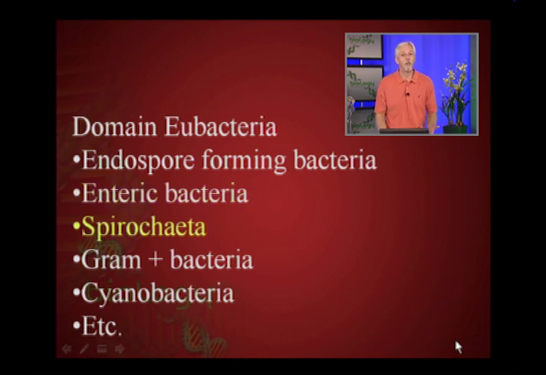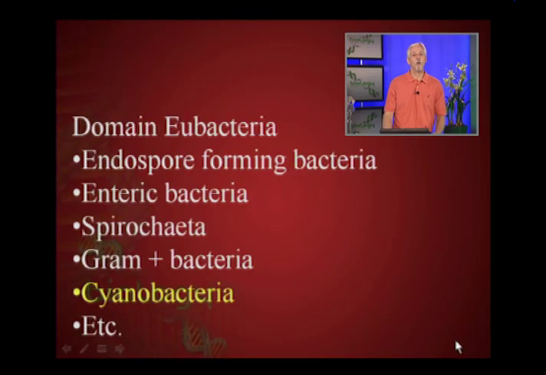Spirochetes would be another major group of eubacteria, and of course the spirochetes have their characteristic flagella embedded in the cell wall. We talked about Lyme disease and gonorrhea being a couple of diseases caused by that.